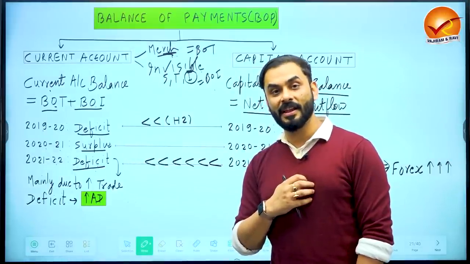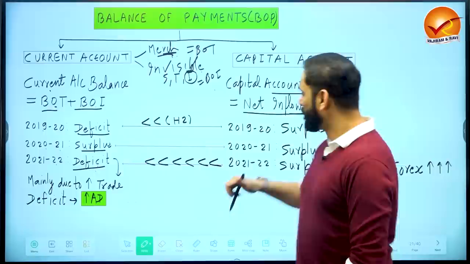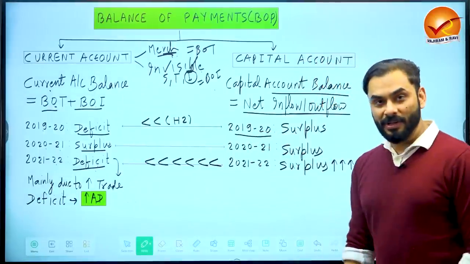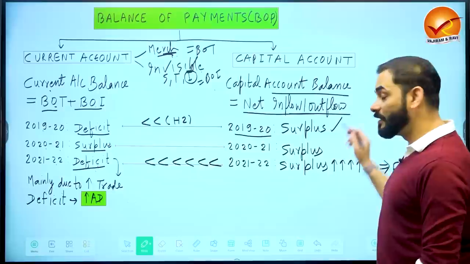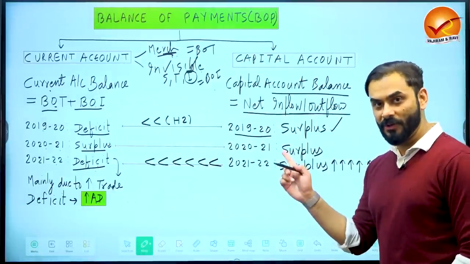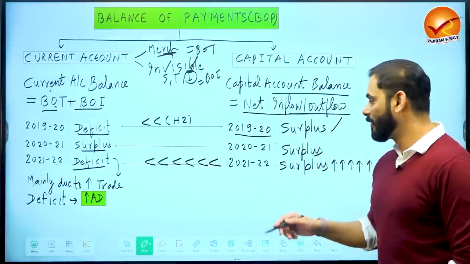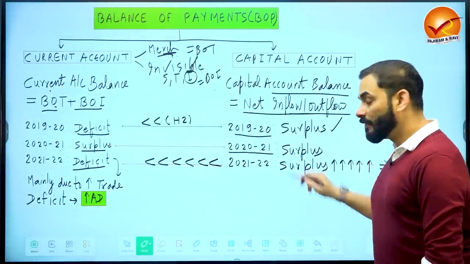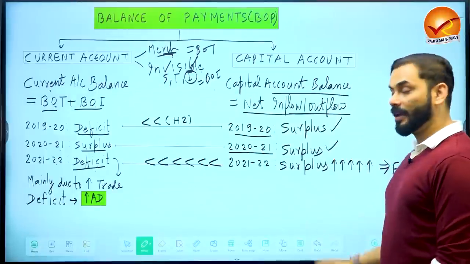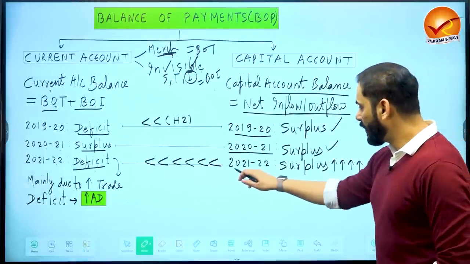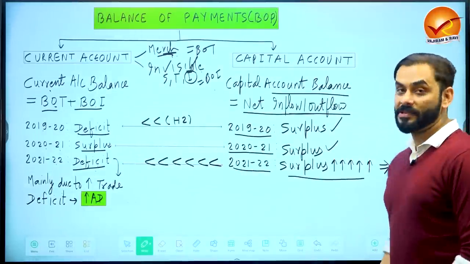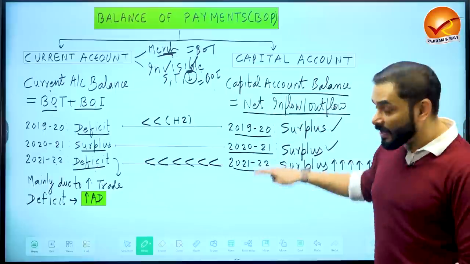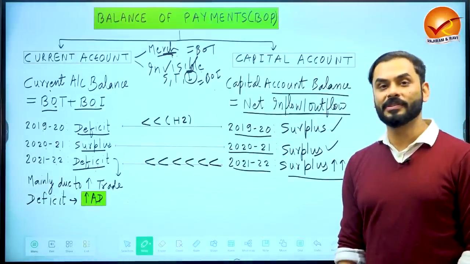We will say things are negative if we give away more dollars. So in 2019-20, we had surplus, which means we got more dollars. And you just saw that foreign investment was very good. In 2020-21, there was a surplus again. In 2021-22, there was surplus again. Which means on this side overall, we have surplus.